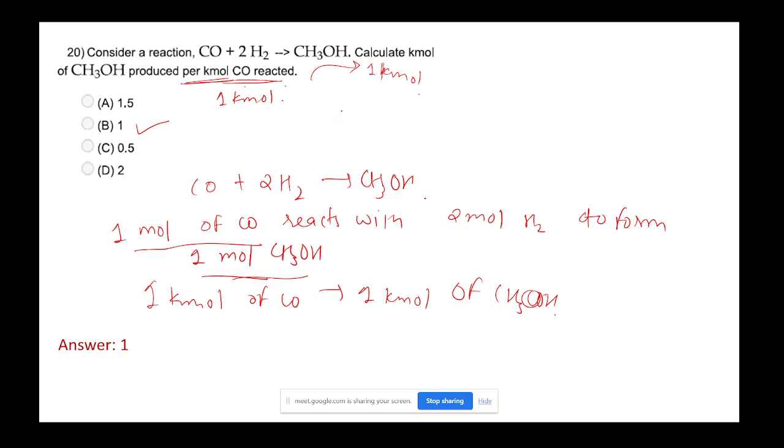The trick in this question can be that the reaction is per 1 kilomole. You can be asked what is the amount of moles of CH3OH formed. So you need to convert this 1 kilomole to moles. 1 kilo means 1000 moles. So what will be the amount formed? 1000 moles. This type of twist can also be seen in the question.